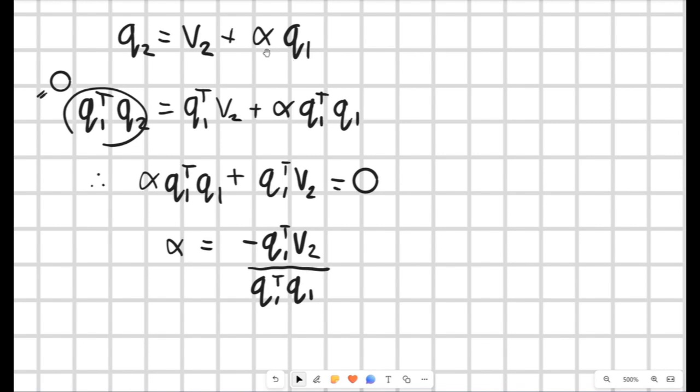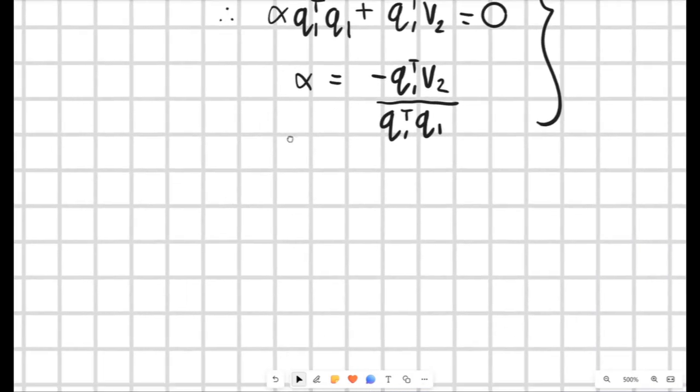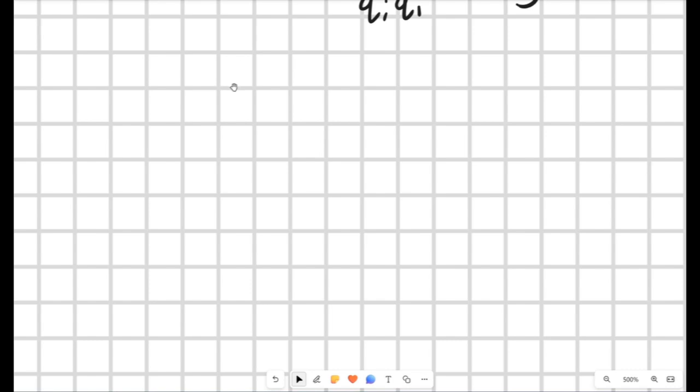So substituting alpha back into here, what we're saying is that you should set Q2 equal to V2 minus this alpha that we've solved for, multiplied by Q1. And you can do this because you have your V2 already, and we also have our Q1 already. Okay, so that's fine.